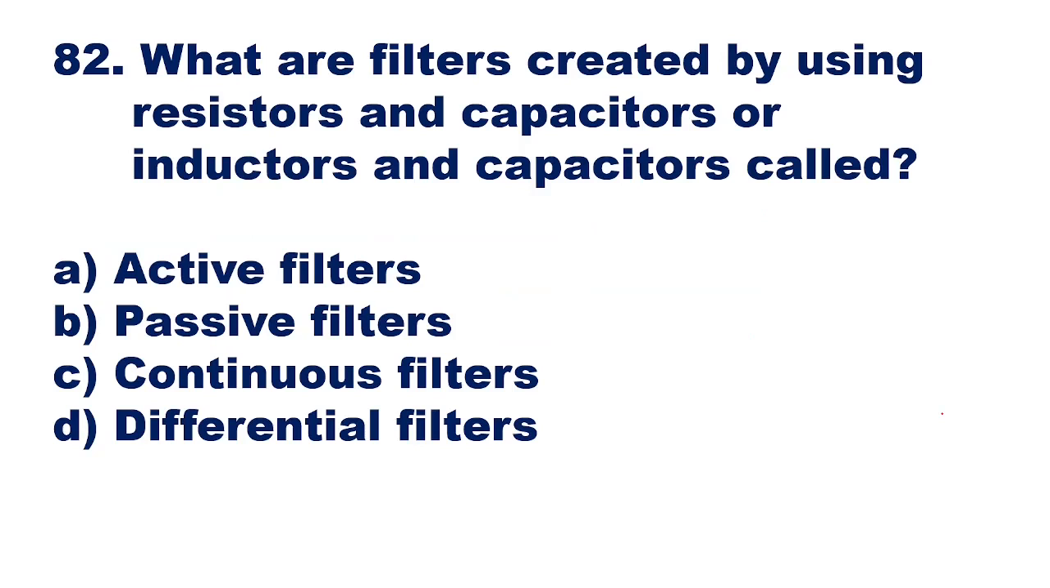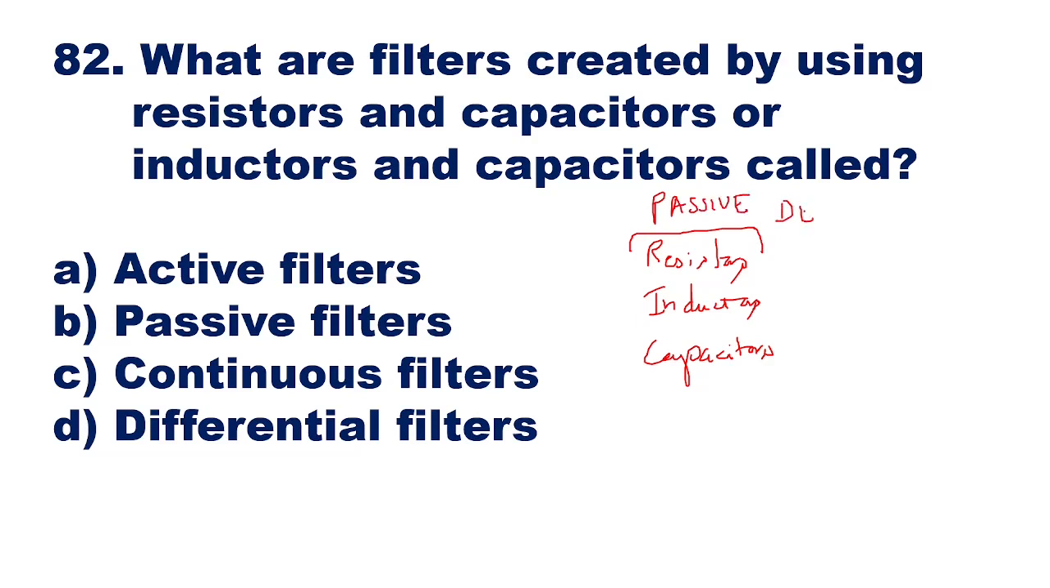What are filters created by using resistors and capacitors, or inductors and capacitors? Now we know these are components like resistors, inductors, and capacitors. These are components which come under the classification of passive devices. These all are passive devices, and therefore the filters which are built by these passive devices are called passive filters.